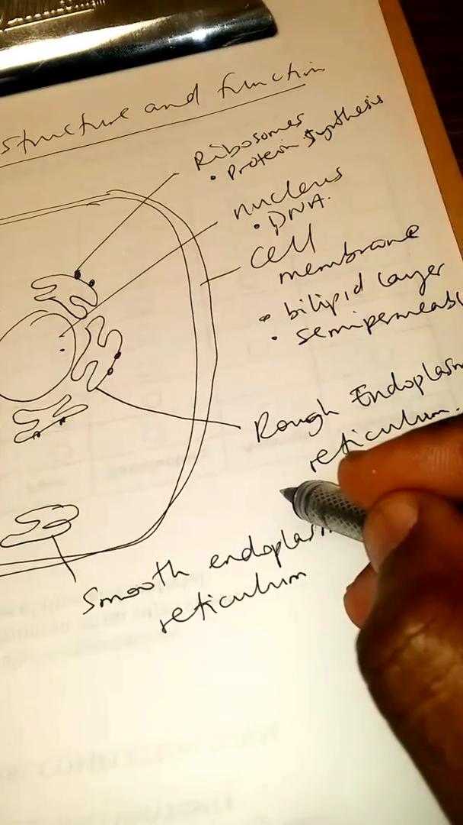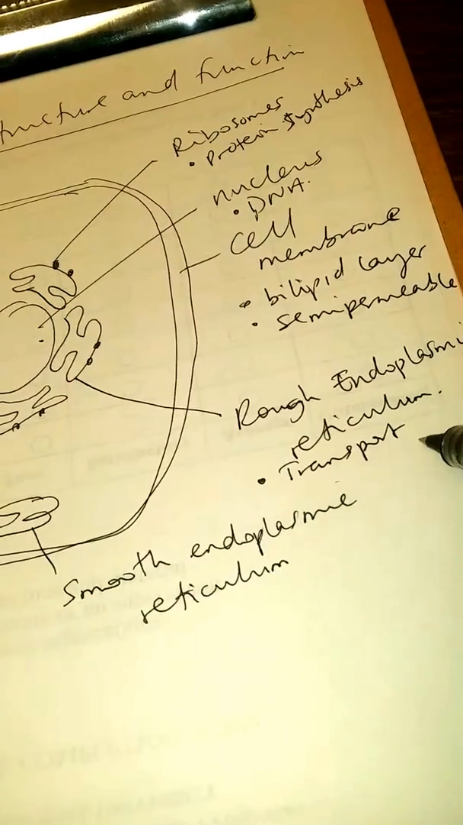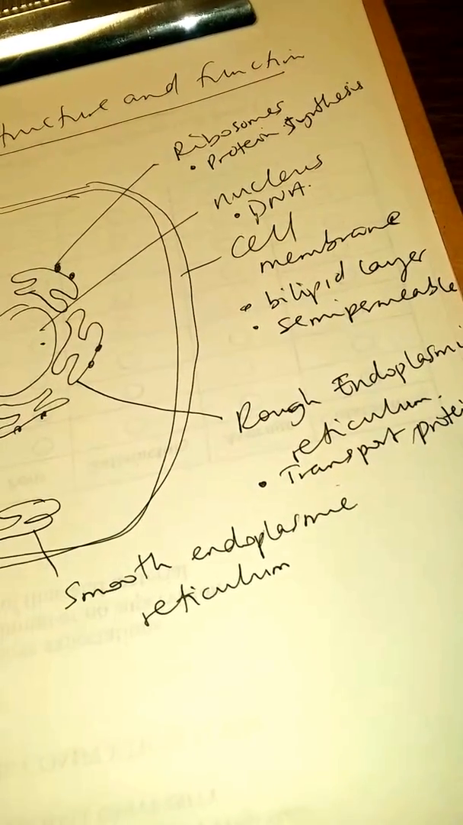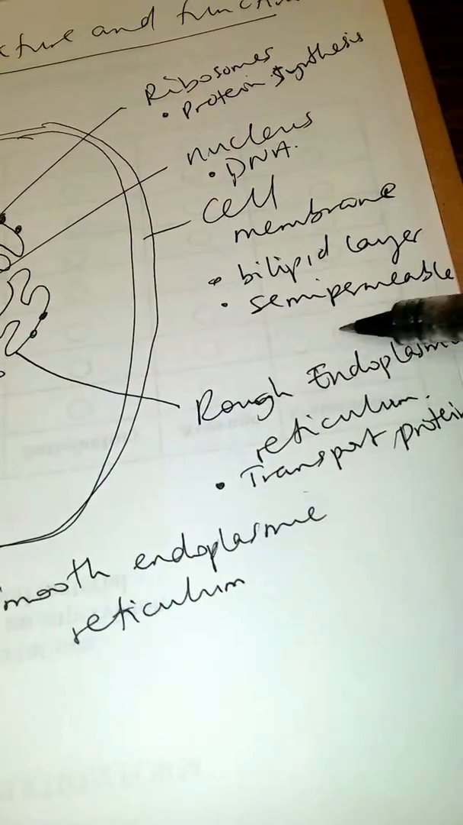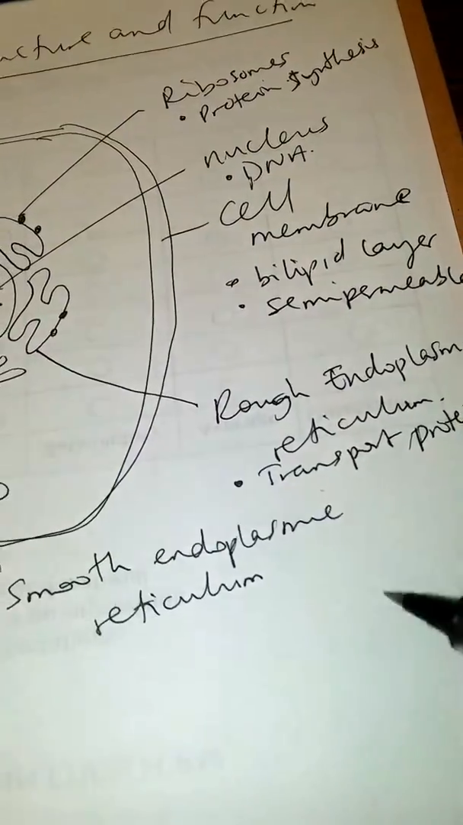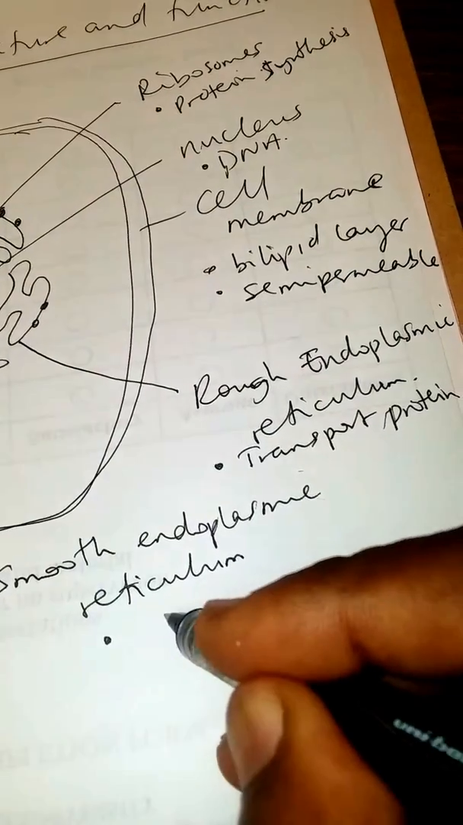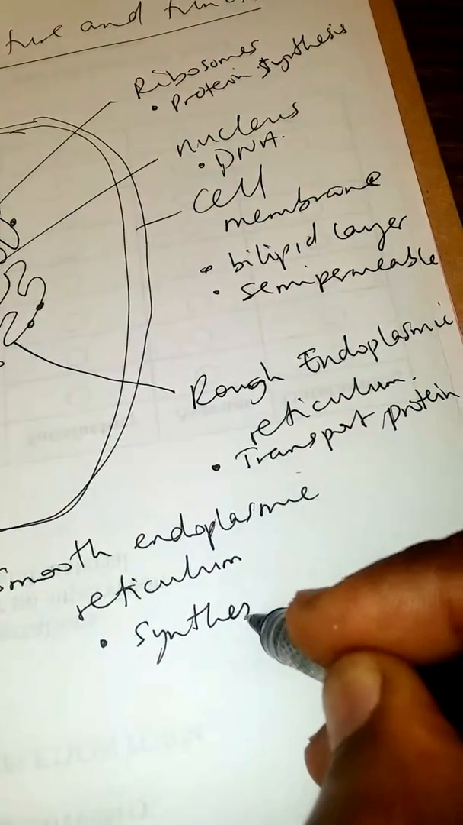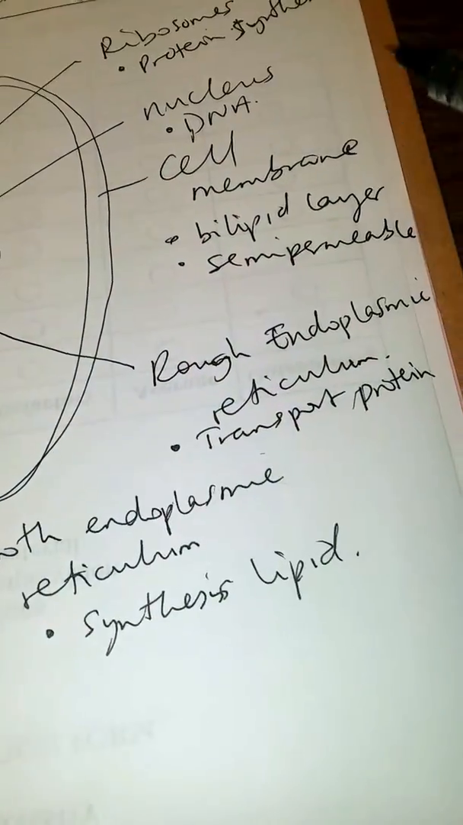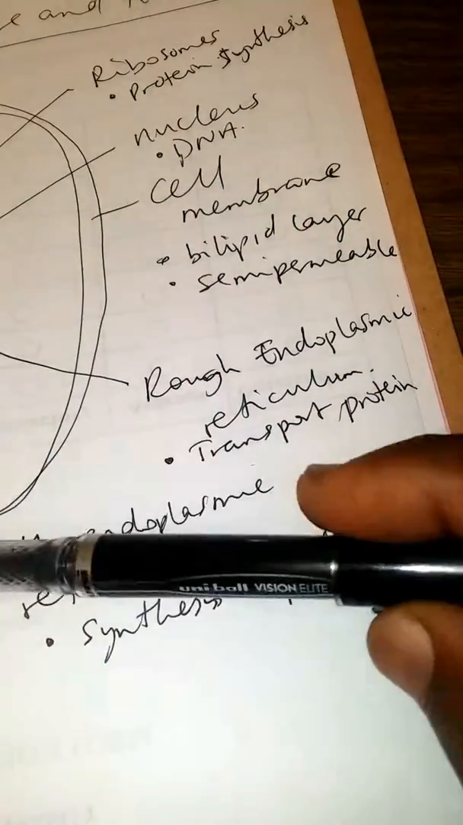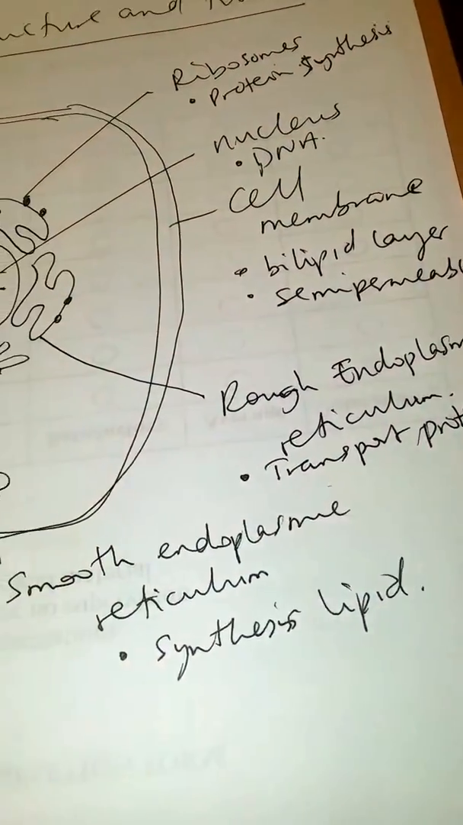The rough ER, the function is to transport proteins within the cell. So the proteins that are synthesized by the ribosomes are transported by the rough endoplasmic reticulum. The smooth endoplasmic reticulum, the function is to synthesize lipids, so lipid synthesis. So if we see a structure that has a lot of smooth endoplasmic reticulum in it, then that structure is involved in lipid synthesis, right?